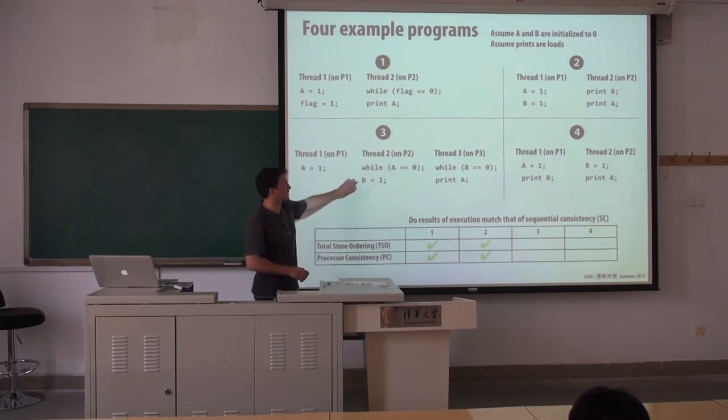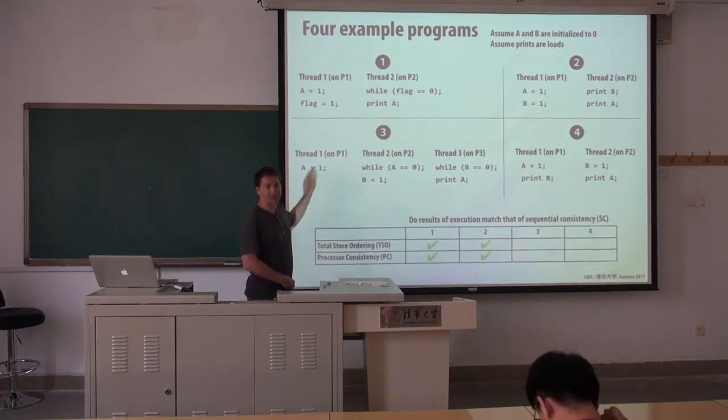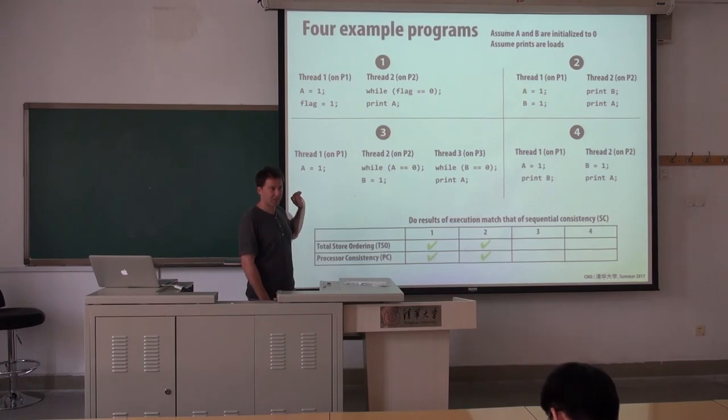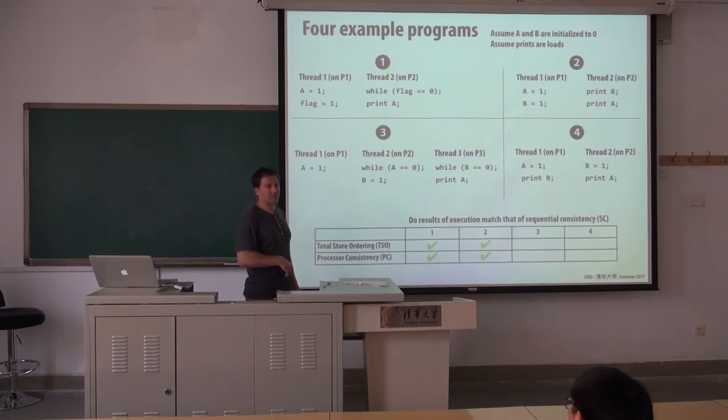So now I want you to tell me what happens in this program. First of all, think about what happens in sequentially consistent. Then think about what happens in total store ordering. Total store ordering allows a write to get moved up after a read, a read to get moved up in front of a write.